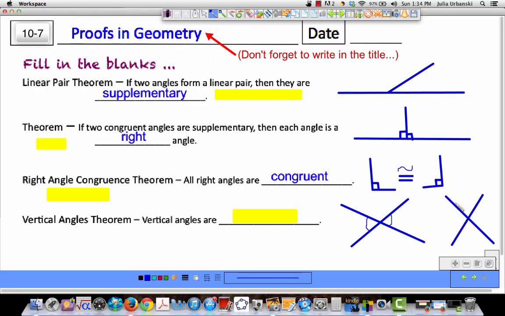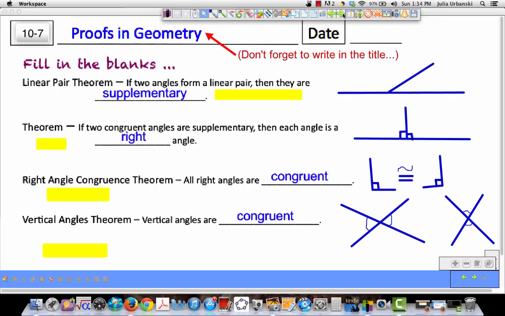So basically from this page, the two most important rules come from your linear pairs and your vertical angles, which we studied before. Vertical angles are congruent. Whether they look like a bow tie or an hourglass, they will be equal to each other. But linear pairs, side by side next to each other, those two angles are going to be supplementary, which means that they add up to 180.